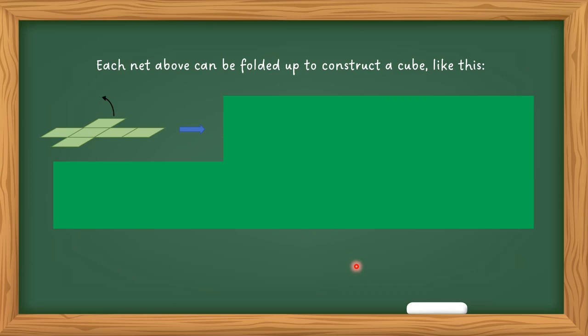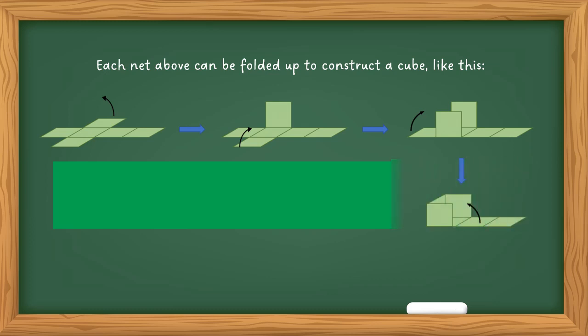Now each net that we've seen before can be folded up to construct a cube, just like this. You start off with your net and you want to construct that into a cube. You can see one of your sides is folded up, then your next side folded up, and if you follow that pattern, you bring your sides up and close it with the lid. So you're just constructing, or depending on the question, deconstructing an object. The net is the flattened version of the three-dimensional object.